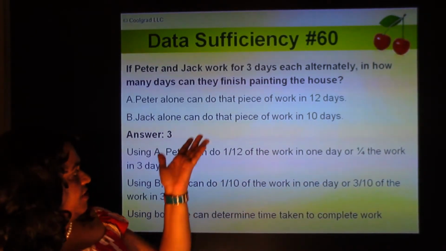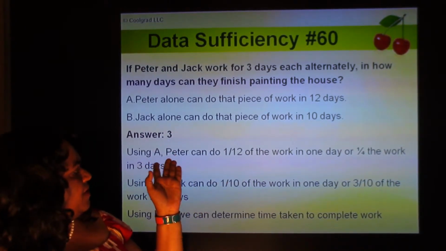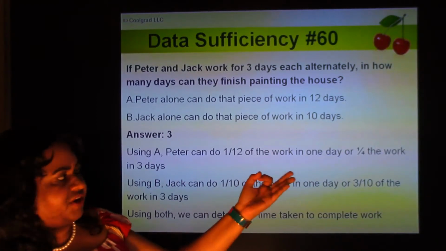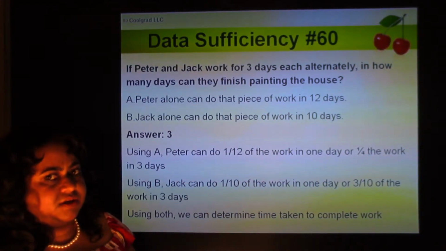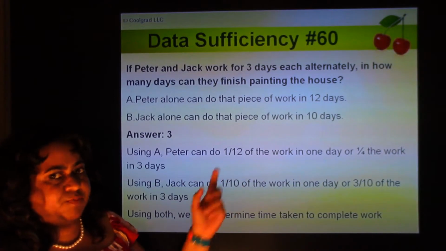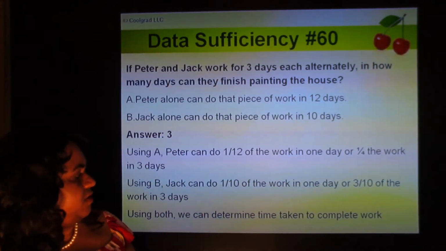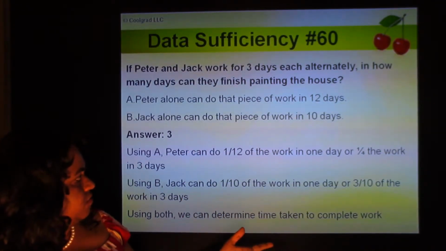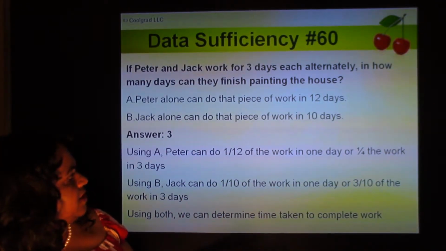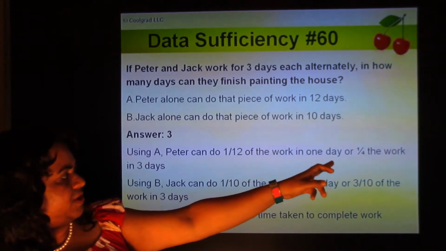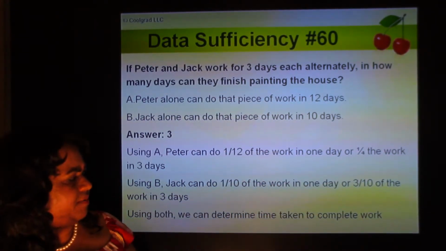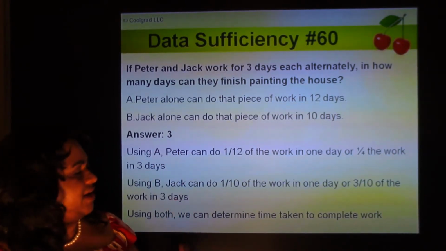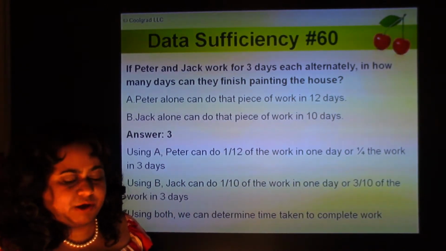So clearly, using A, we know Peter can do 1/12 of the work in 1 day. Alright, so in 3 days he can do 1/4 of the work. So we know how much work he can do per day, and we know how much work Jack can do per day. So using both, this guy works for 3 days, we know how much work is done. This guy works for 3 days, we know how much he does. So we can clearly calculate how much time it takes to complete the work. So clearly, both the statements are required. We pick option 3.